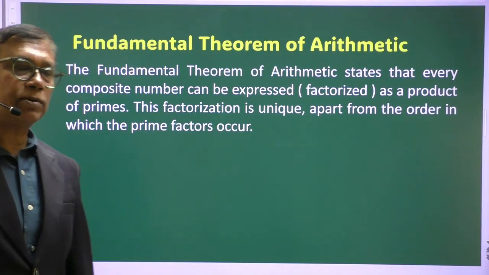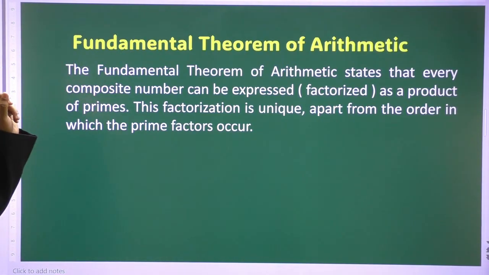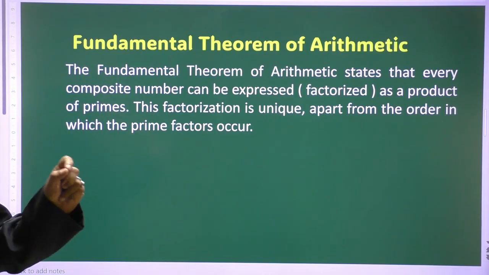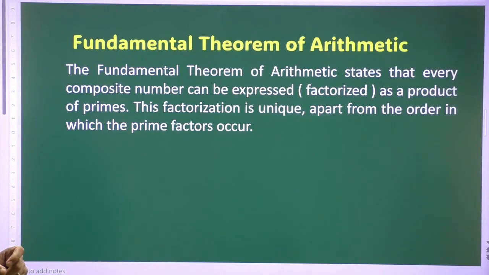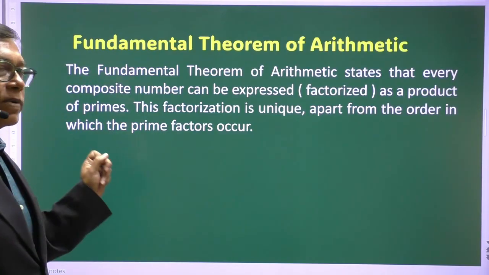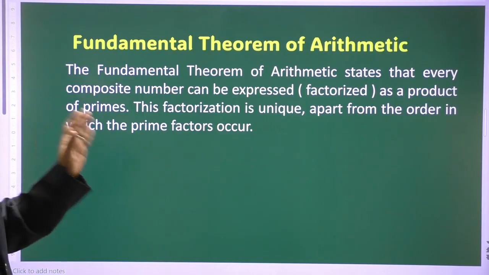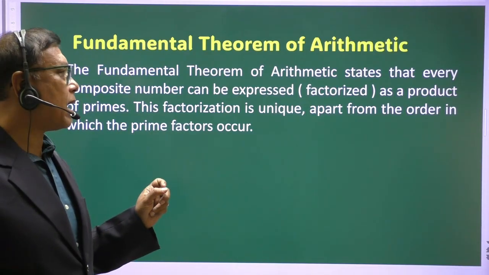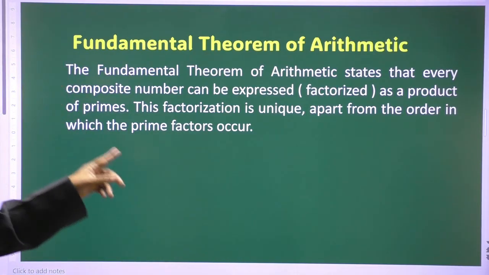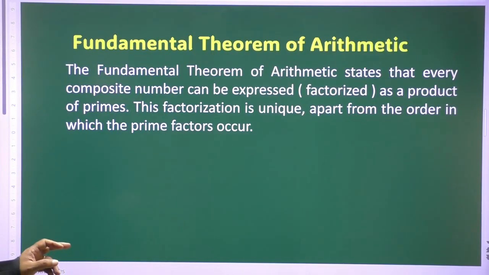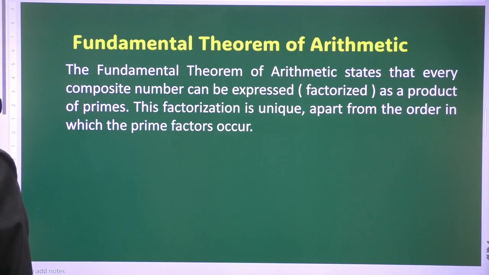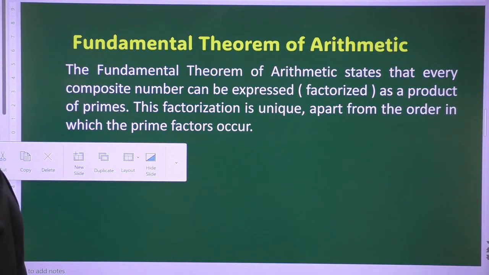Fundamental theorem of arithmetic, what? It states that every composite number can be expressed or factorized as a product of primes. This factorization is unique apart from the order in which the prime factors occur. Is it clear? What is the meaning of this?